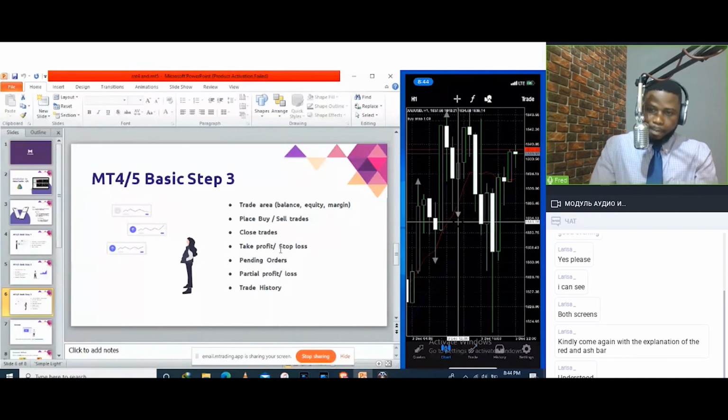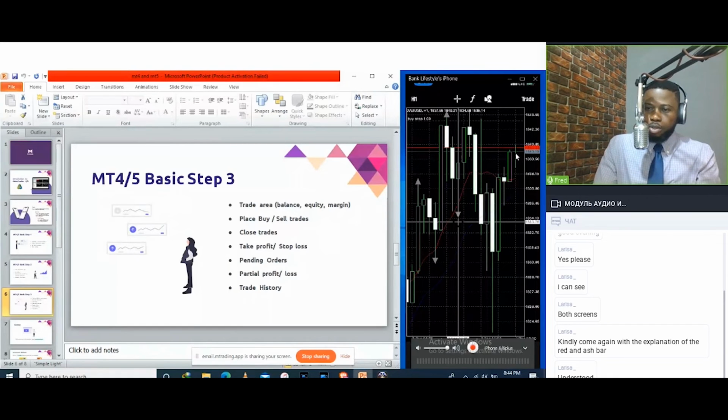You can see the buy stop has been executed over here. So if the price pushes up all the way to this point, my buy trade will be executed, right? And whenever the price exceeds where the trade is executed, I will start making profits. So that's the buy stop for you.